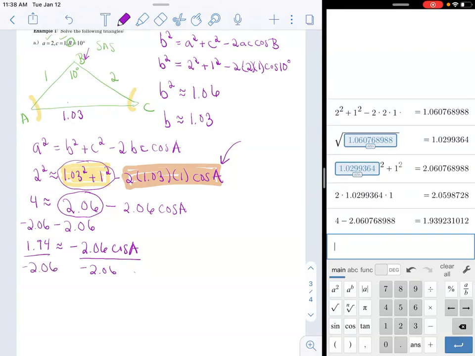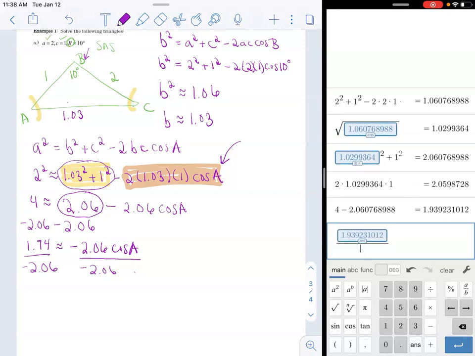So I'm going to go to my next one. I'm going to do answer divided by negative. And remember that this negative 2.06 comes from this original piece. If I'm looking at my calculator, which is really nice that Desmos doesn't lose anything, it's 2.0598728. So I get about negative 0.94 is approximately cosine of A.